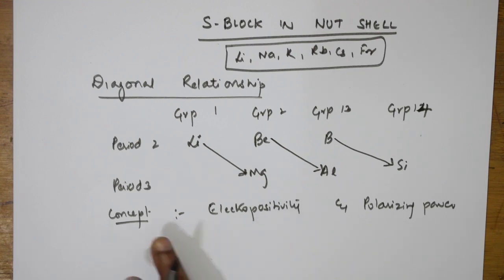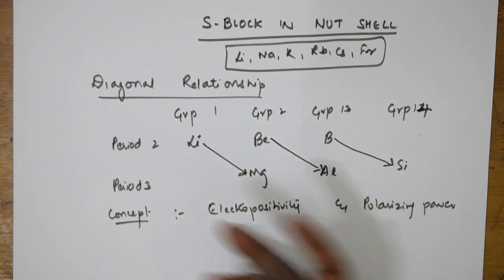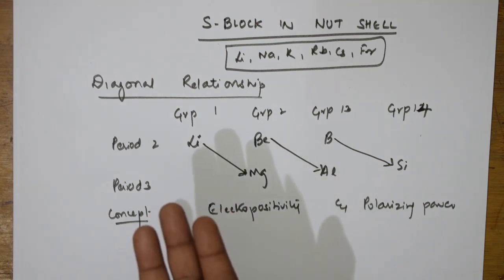So when I go from left to right in a period, what will happen? Or when I have to speak in terms of group also.